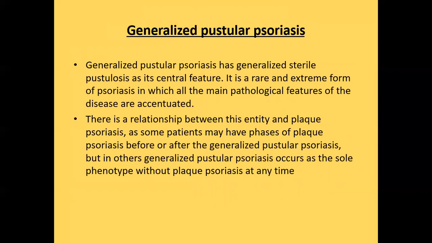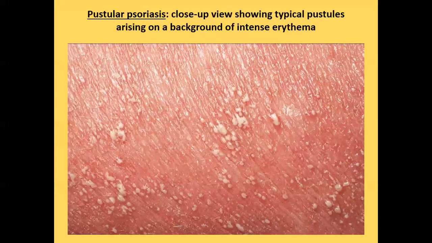Generalized pustular psoriasis. Generalized pustular psoriasis is characterized by generalized sterile pustules. It is a rare and extreme form of psoriasis, and all the main pathological features of the disease are accentuated. The relationship between this entity and plaque psoriasis is a little doubtful, as some patients have phases of plaque psoriasis before they enter the pustular stage. And there is another variety of patients who enter the pustular phase of psoriasis without any preceding history of plaque psoriasis. This picture shows typical pustules arising on a background of erythema. The pustules may coalesce to form lakes of pus.